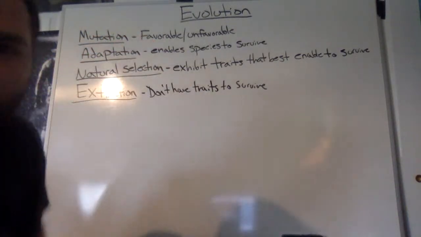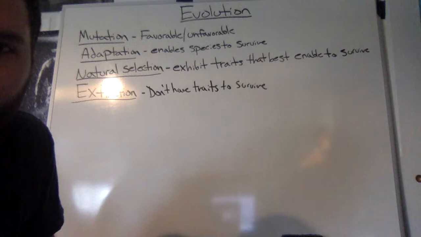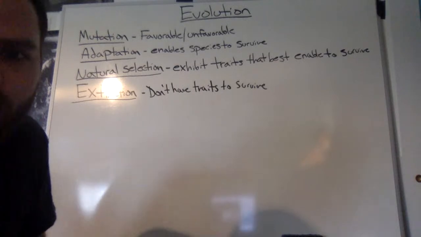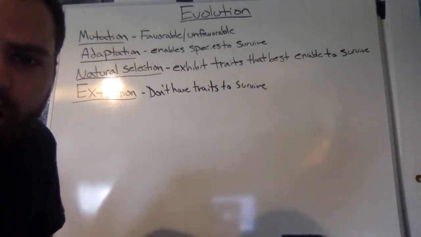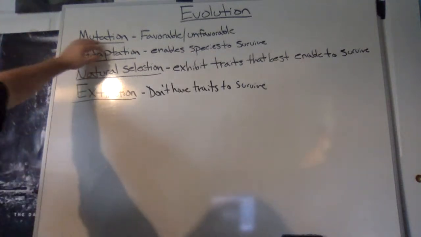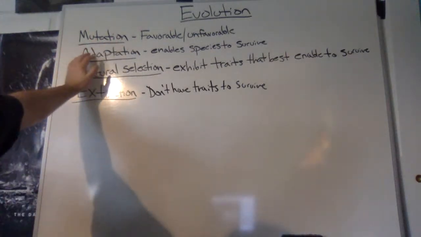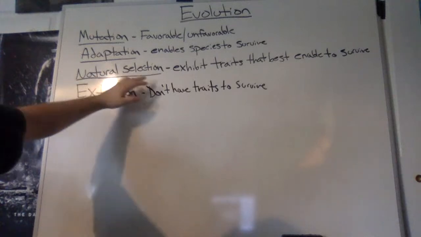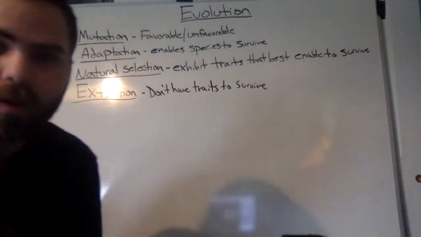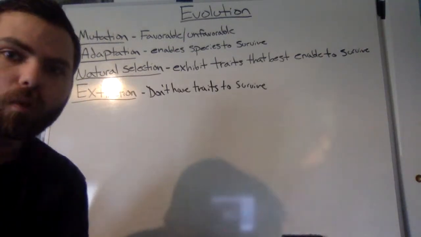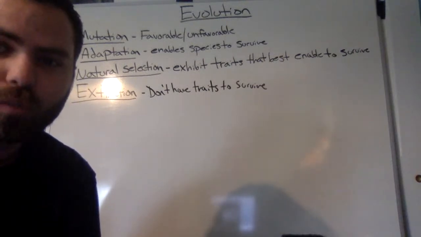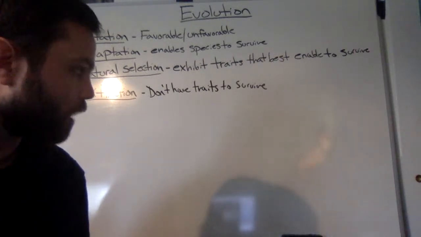And then the notes that I put on last night, it basically breaks up evolution into the 4 different categories that are associated with it, okay? So you have mutation, adaptation, natural selection, and extinction, okay? So we're going to go into each one of those right now, okay?